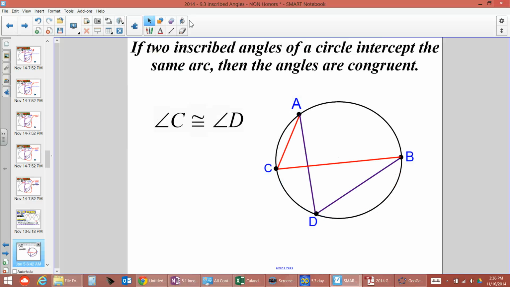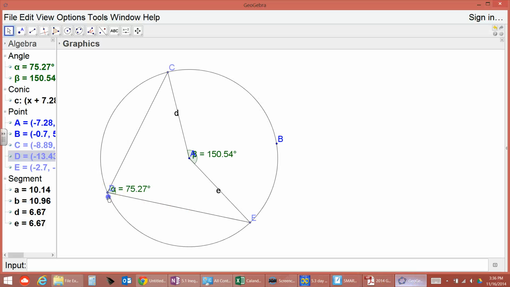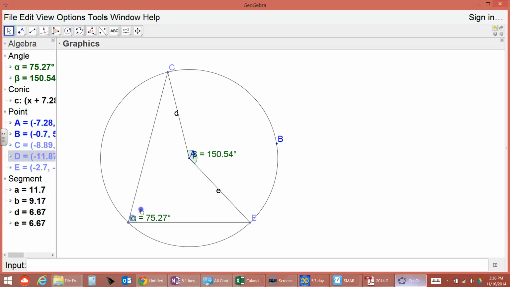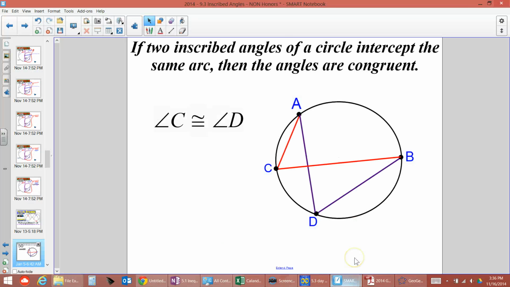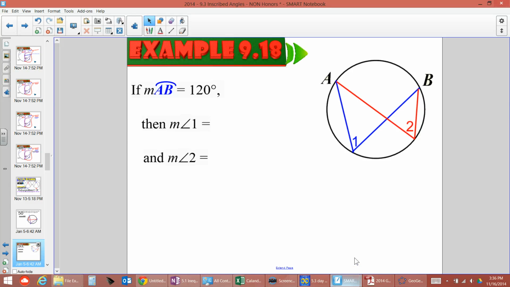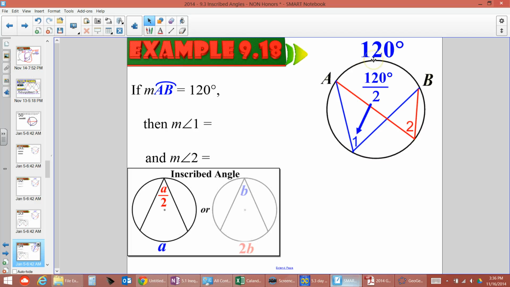All right, now, if two inscribed angles of a circle intercept the same arc, then the angles are congruent. We learned that from the GeoGebra, right? No matter where I move this, it's going to be the same value. Okay. Now, if angle 1 and angle 2 cover the arc AB, and arc AB equals 120, let's just look at angle 1 first. Here's the angle, there's the arc. Well, we've got to cut it in half. If I cut it in half, I get 60. And since angle 2 covers the same arc, we know that it's also 60.